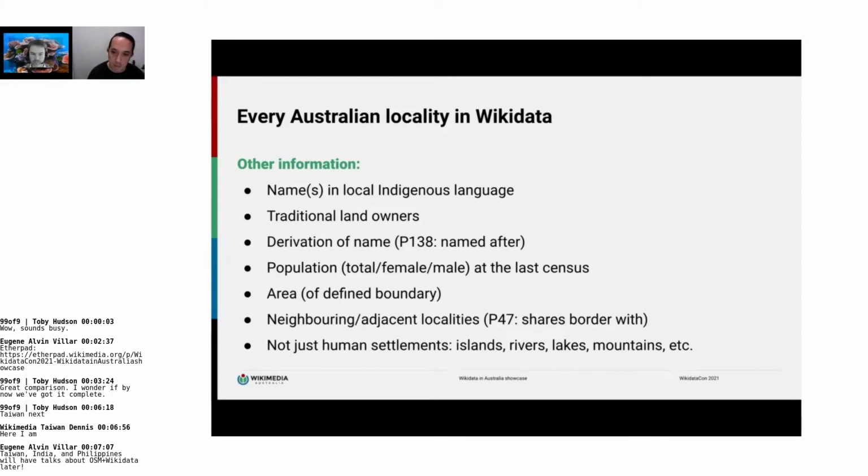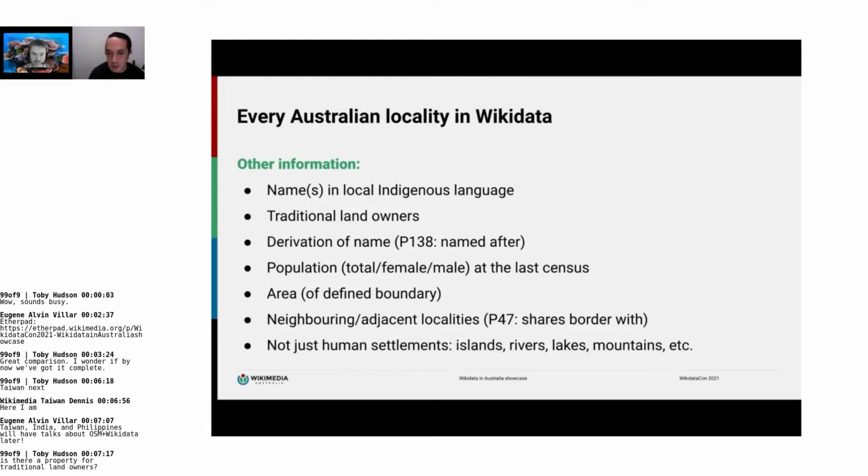a request or a desire to create a comprehensive national database of traditional owners of the various lands in Australia. So I'm hopeful that can be used as a source for Wikidata, and we can put that information in. Derivation of name.